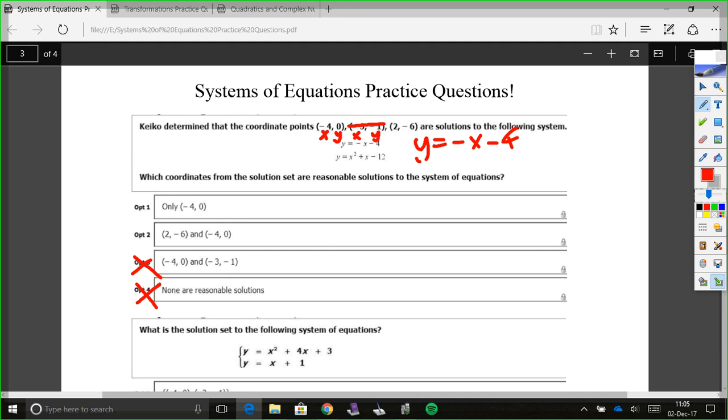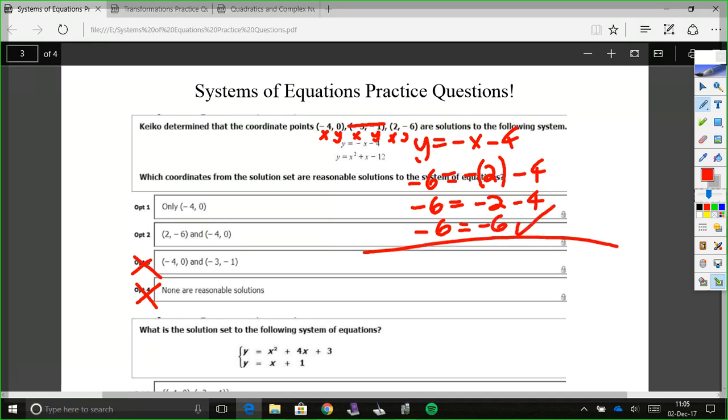Alright, we could just take 50-50 if we wanted to, but let's check this last one to see if it works. We're going to plug in 2 for x and then -6 for y. So we'll have -6 equal to -2 minus 4. So this would be -6 equal to -2 minus 4, which is -6. So it does work there as well.